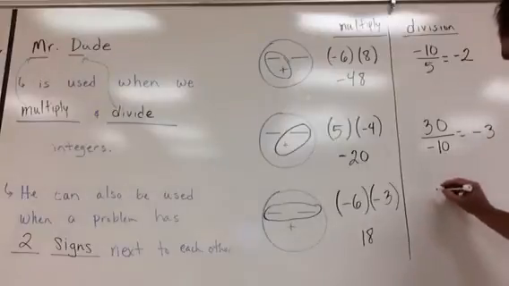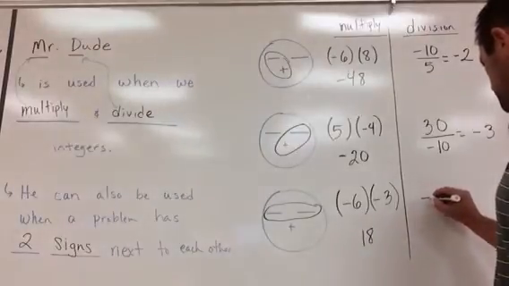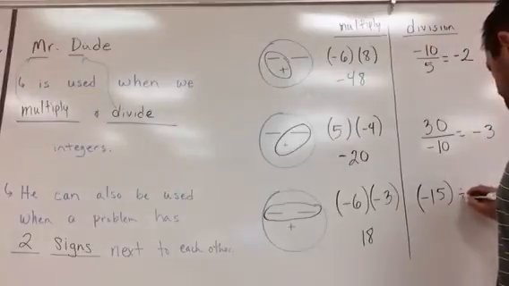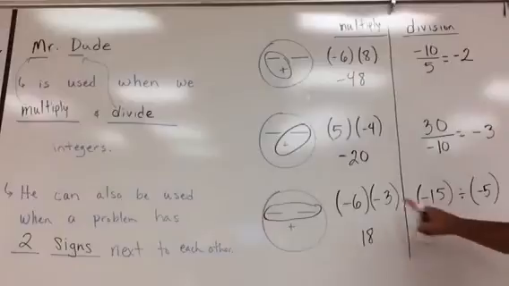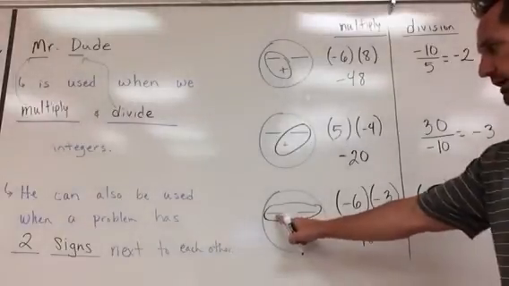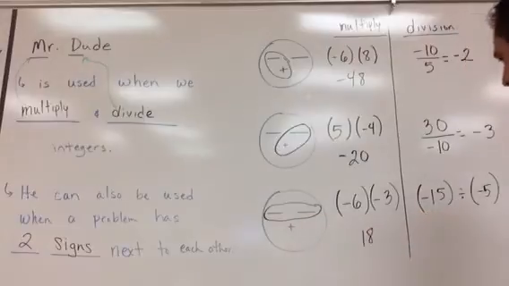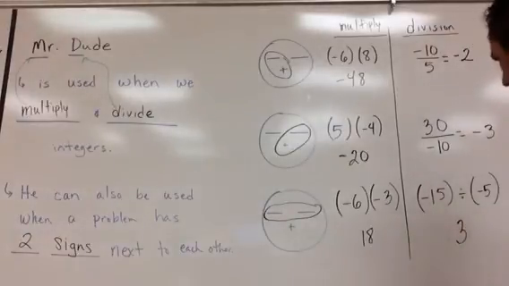Okay, and then we'll try another one. And we'll write it out a little bit differently. For this one, I will say negative 15 divided by negative 5. Okay? And again, we have a negative divided by a negative. So a negative divided by a negative. Our answer will be positive. So negative 15 divided by negative 5, your answer should be positive 3.